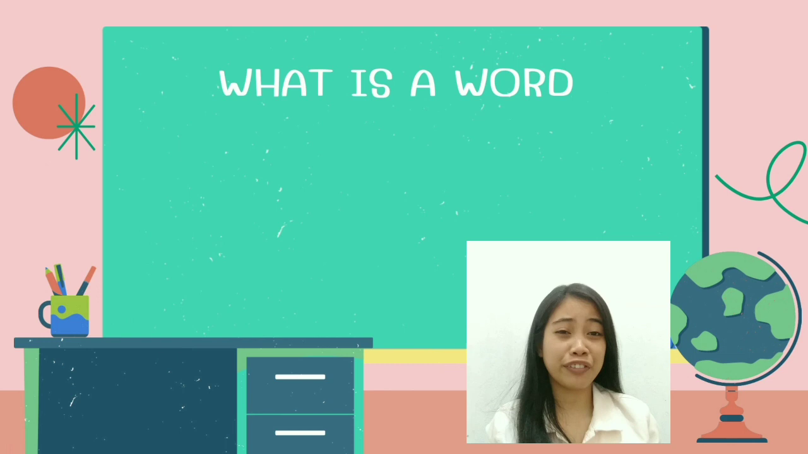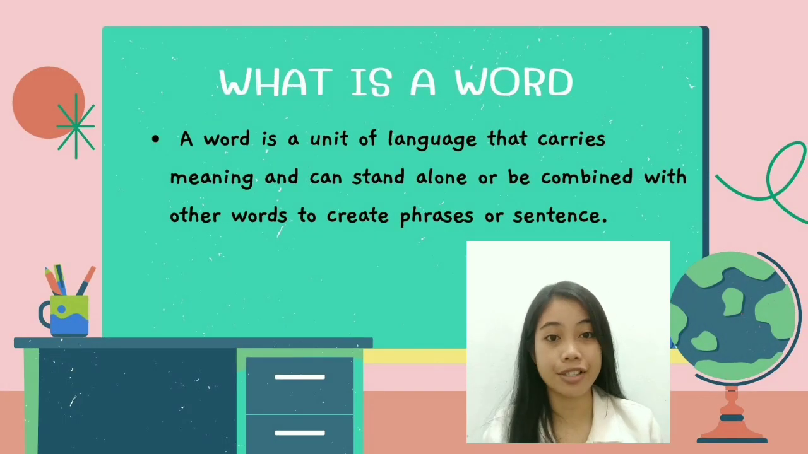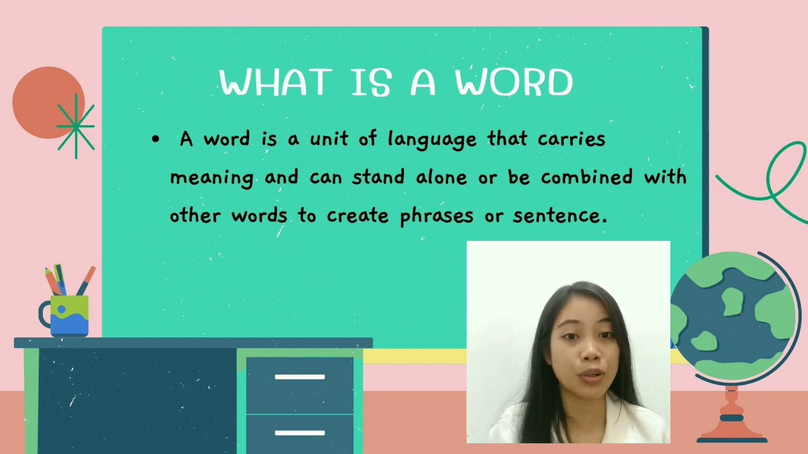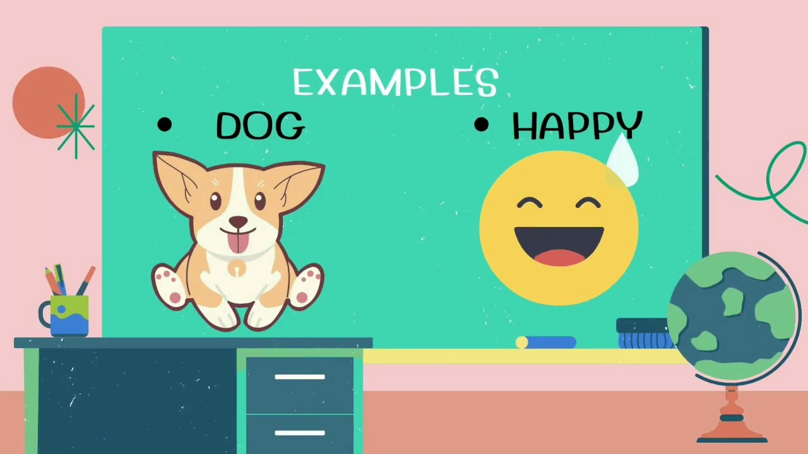So before we dive into word formation processes, let's first define what a word is. A word is a unit of language that carries meaning and can stand alone or be combined with other words to create phrases or sentences. For example, dog is a word that refers to a four-legged furry animal, while happy is a word that describes a feeling of joy or contentment.